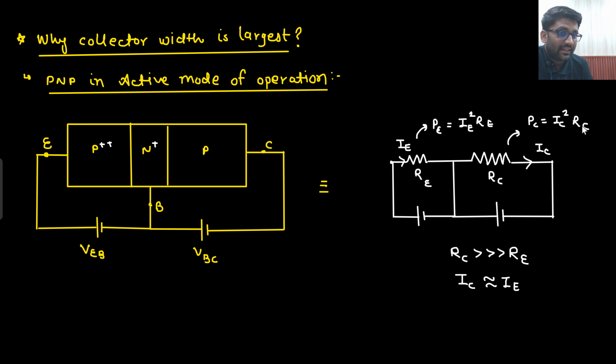But this guy is much larger. RC is much larger. That means your power dissipated at the collector junction would be much larger than at the emitter junction. Power dissipation at the collector junction would be much larger than the power dissipation at the emitter junction. Why is that so? Because here the resistance is very large.